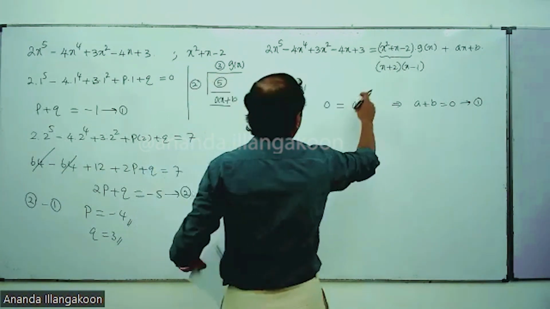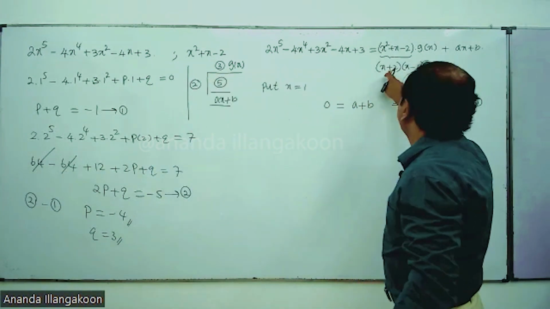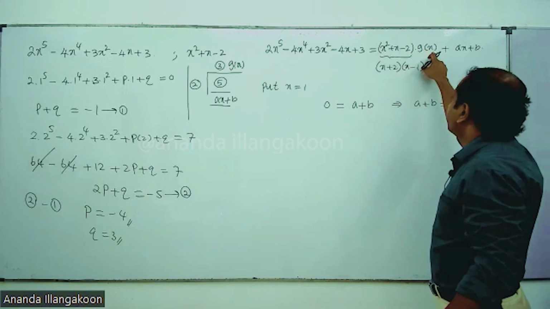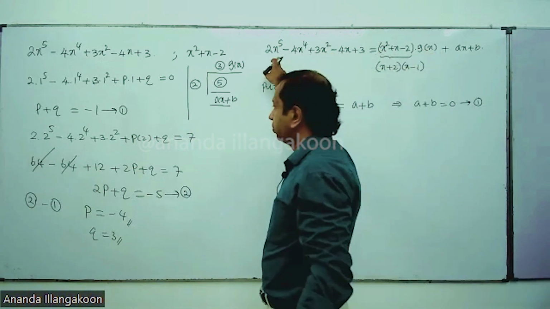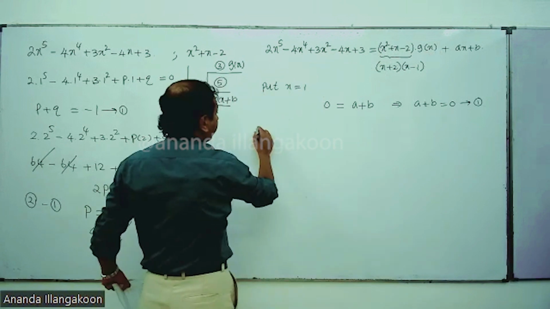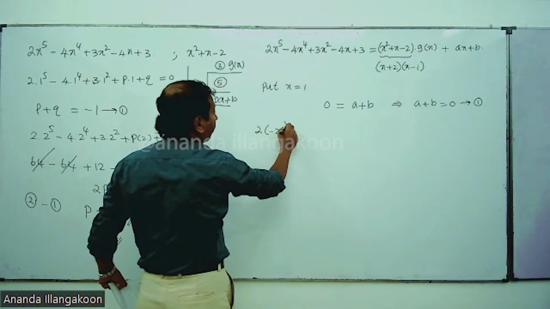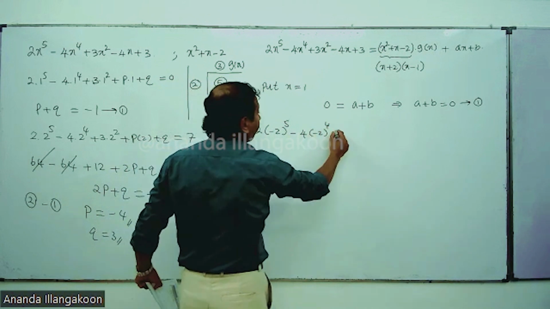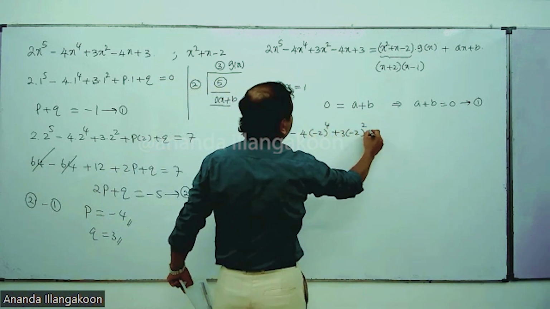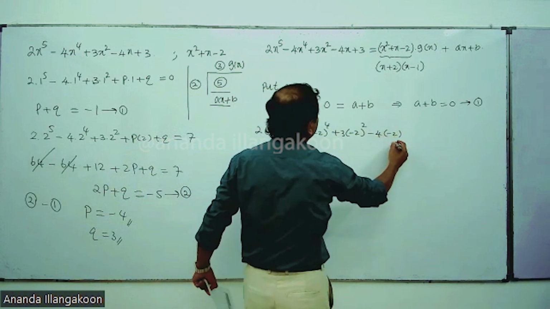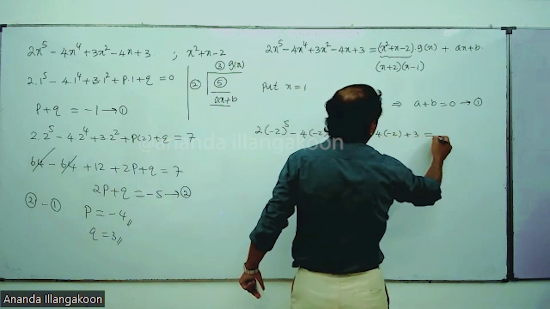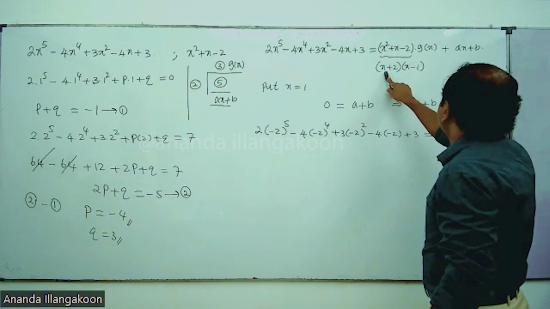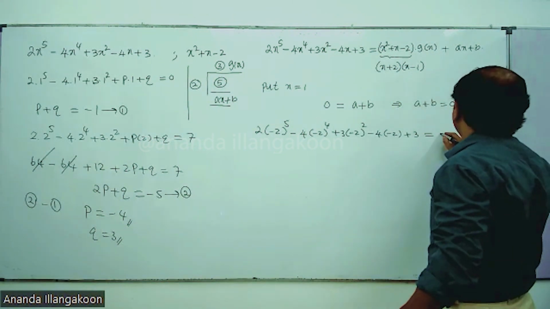Secondly, put x equals minus 2, because at x equals minus 2 also this bracket is 0, and the entire product will be 0. Put minus 2: 2 into (-2) to the power 5, minus 4 into (-2) to the power 4, plus 3 into (-2) squared, minus 4 into (-2), plus 3 is equal to, this product is 0, here minus 2a plus b.